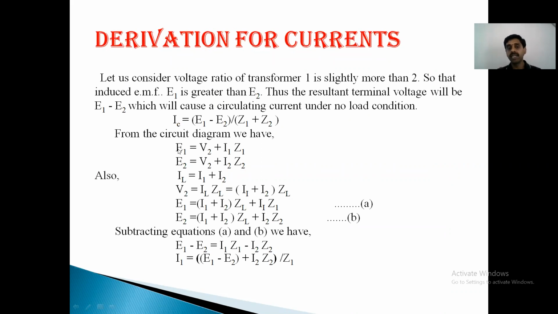Therefrom, we can write E1. In place of I, you can write I1 plus I2 into ZL. So here V2 is equal to I into ZL, that means E1 is equal to I1 plus I2 into ZL plus I1 Z1. What is E2? E2 is equal to I1 plus I2 into ZL plus I2 Z2. So we got E1, E2 formulas in terms of I1, I2, ZL, Z1, Z2. So now we want E1 minus E2.